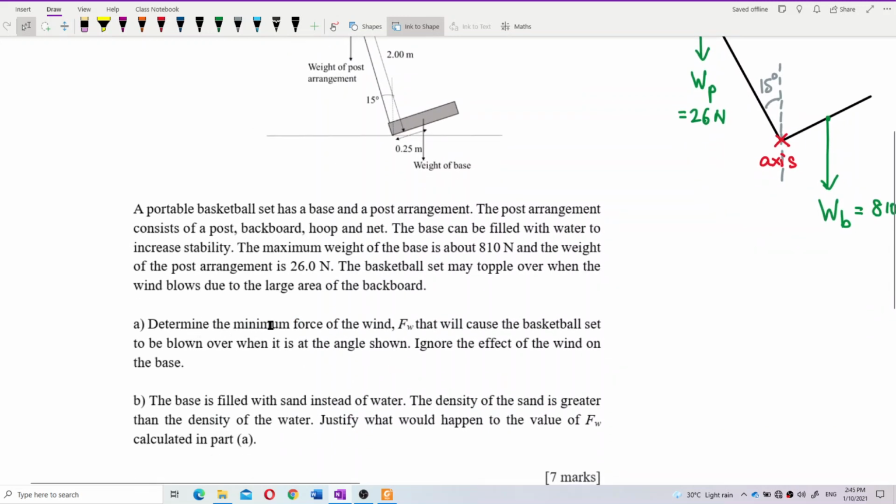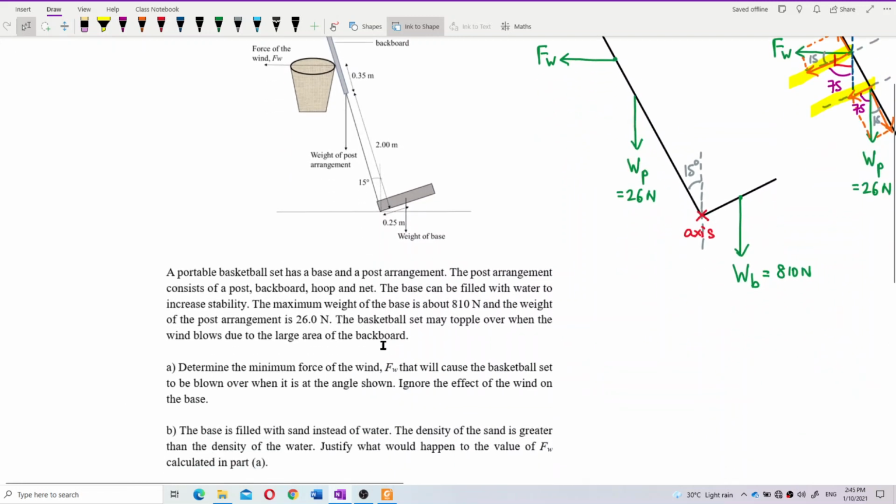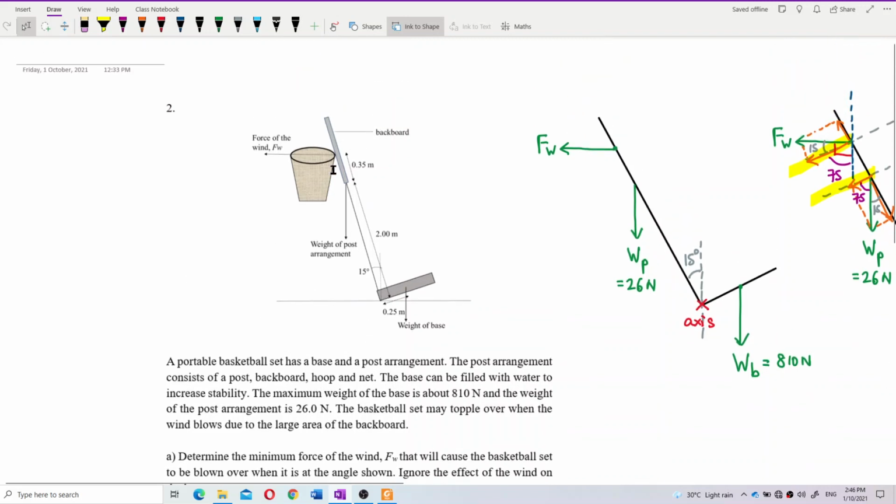Determine the minimum force of the wind that will cause the basketball set to be blown over when it is at the angle shown. This angle of 15 degrees is the angle when the wind blows over the basketball set. So the basketball set will fall over at this angle of 15 degrees. So ignore the effect of the wind on the base. The wind has no effect on the base.